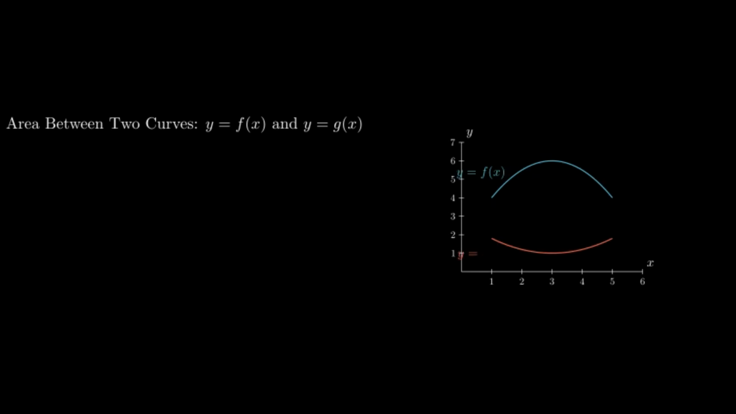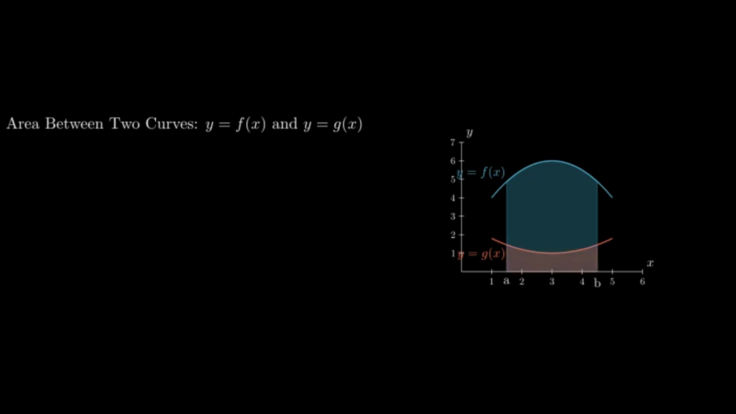Now let's move on to a slightly more complex scenario, finding the area trapped between two different curves. Our objective is to learn the formula for the area between two curves and understand why it works. Suppose we have two functions, f of x and g of x, and we want to find the area of the region enclosed between them from x equals a to x equals b. Let's assume for a moment that f of x is the top curve and g of x is the bottom curve. The logic is quite intuitive.